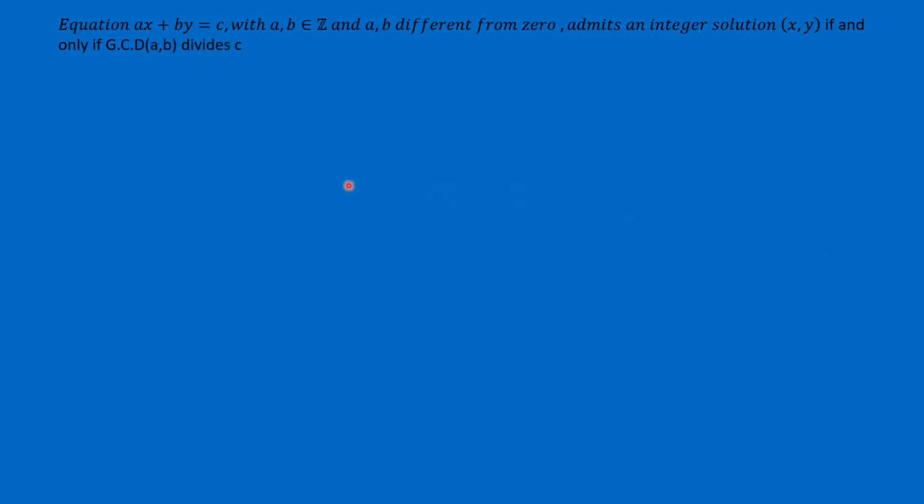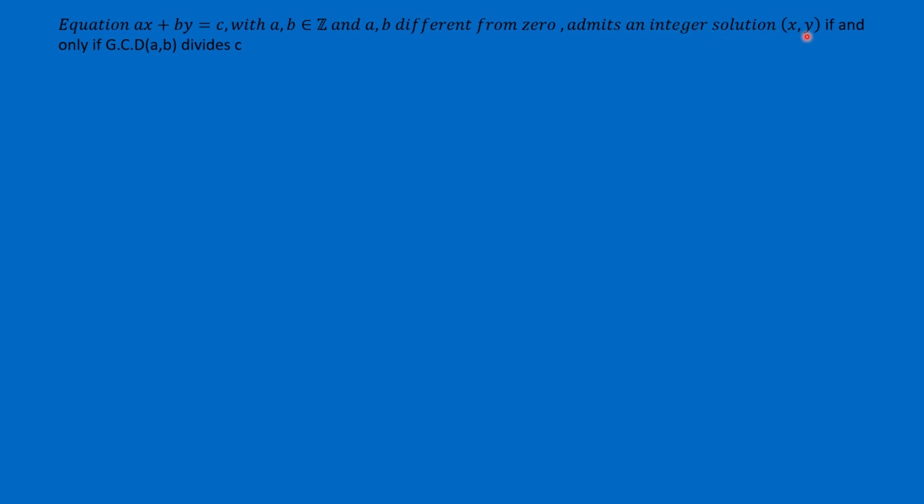So this is what we have. For the first part of the question, let's recall what a linear Diophantine equation is and how the solution looks. We know that any equation of the form ax plus by equals some c, where a and b are integers and none of them is equal to 0, is called a linear Diophantine equation, and it will admit an integer solution.